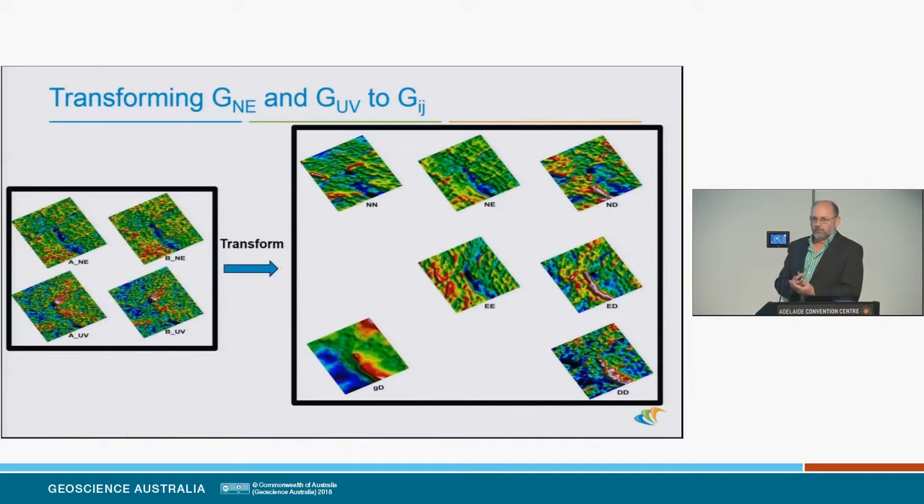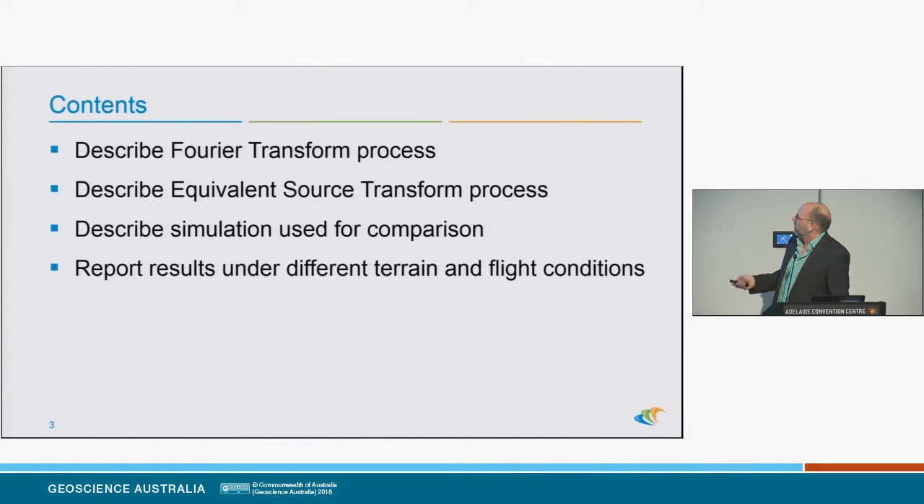So luckily for me, James has already introduced a few of these ideas. With Falcon systems, we measure the NE component of the gradient tensor and the UV component, and we measure it in two separate gravity gradiometers inside the same instrument, the A complement and the B complement. And in order to make those results as useful as possible, we need to transform that data into all the components of the gravity gradient tensor, particularly the most important, the vertical gradient, and also the gravity field.